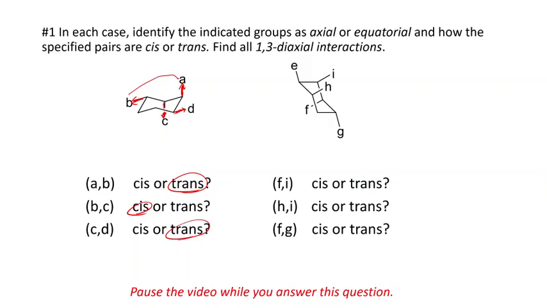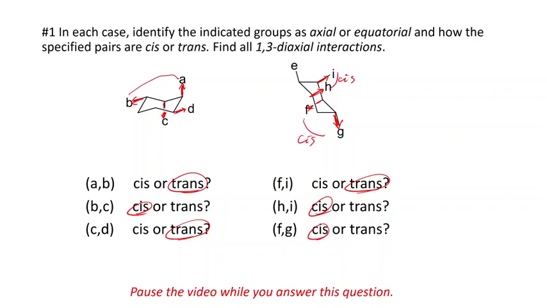Over here, this might be really hard to see unless we rotate the structure just a little bit, but we're asking, are they pointing to the same side or the opposite side of the ring? So F and I, very definitely pointing opposite each other, definitely trans. H and I, very definitely pointing in the same direction, they're cis. F and G, pointing down. F and G are cis.